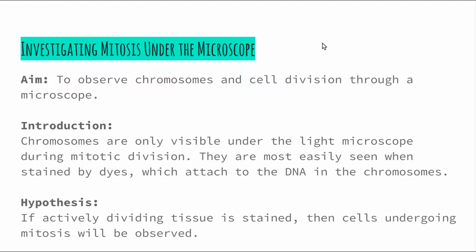Okay, so during the process of interphase and cytokinesis, we can't really see the chromosomes, so we can assume that any of the cells that we're looking at that don't really have those visible chromosomes are in either one of those two phases. And for the ones that are visible, we should be able to see where the chromosomes are located within the cell to determine whether they're in prophase, metaphase, anaphase, or telophase. So our hypothesis for this investigation: if actively dividing tissue is stained, then cells undergoing mitosis will be observed.